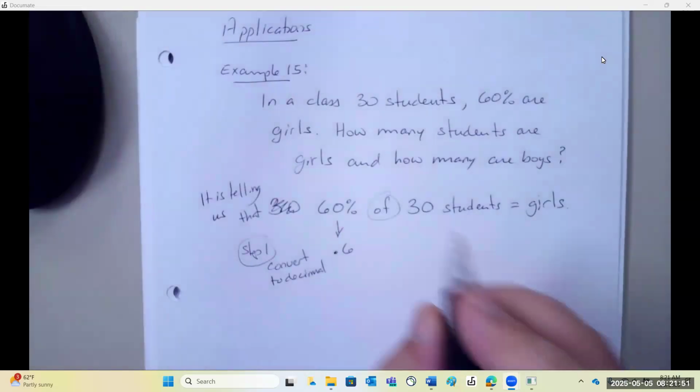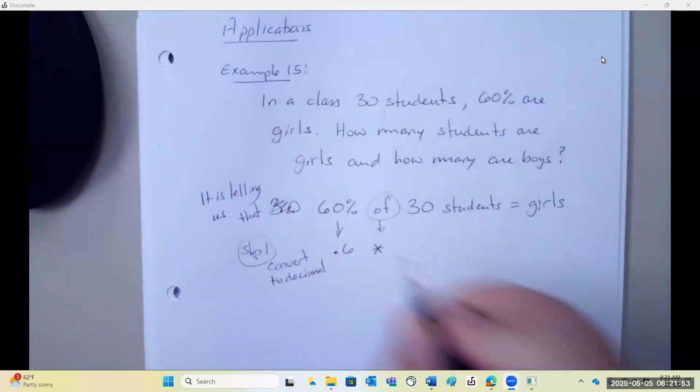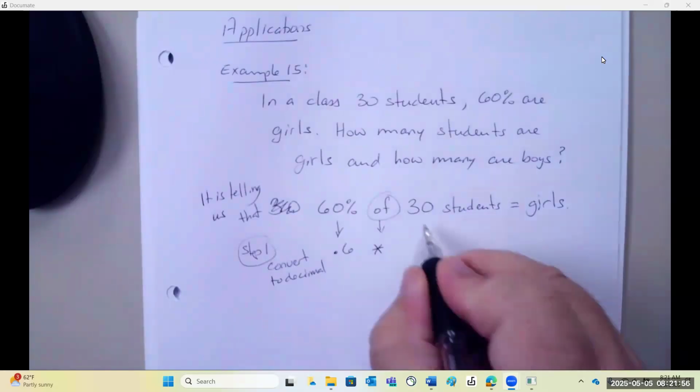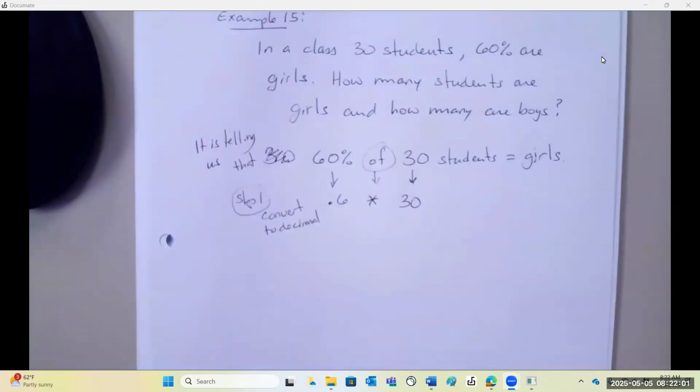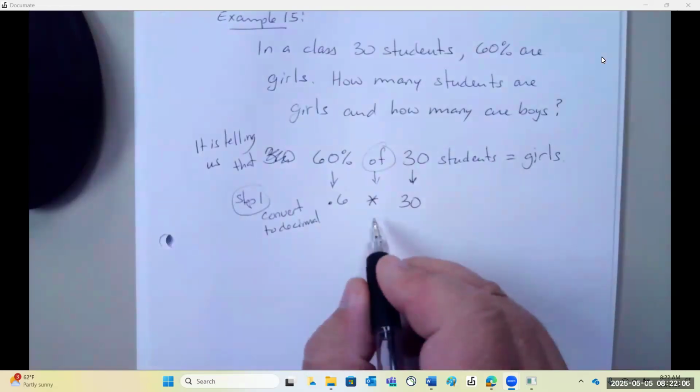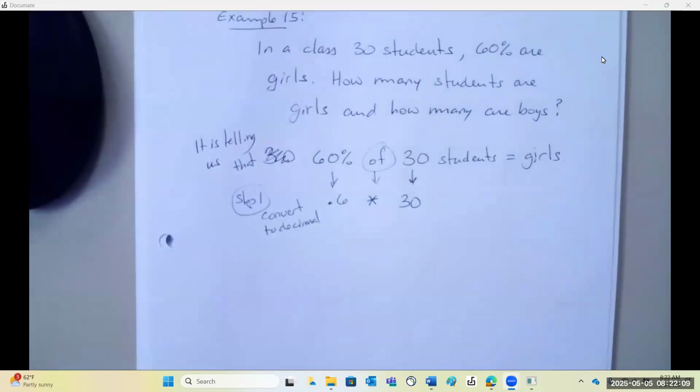The word of means multiplication. So we multiply 60%, which is 0.6, times 30. The reason we're doing it this way is because remember earlier we taught the rules on how to multiply decimals. The one thing you never want to do when you teach any subject to students is change what you've taught earlier. Always keep the same pattern, same process over and over and over.